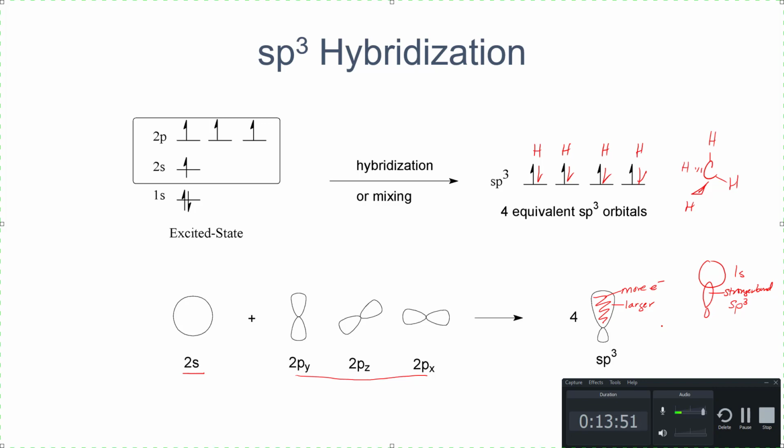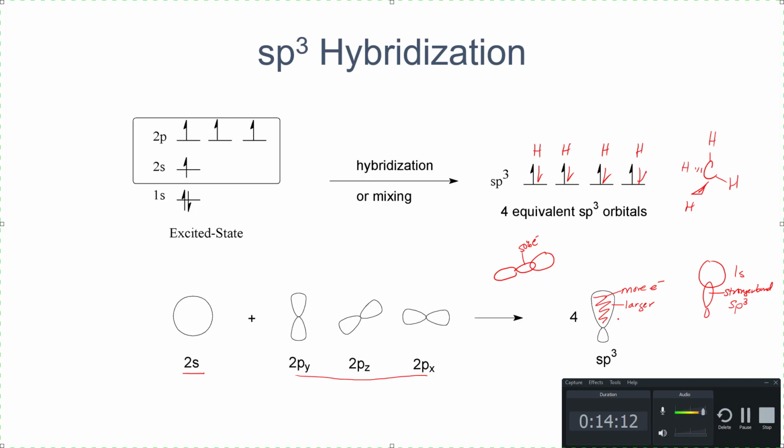The alternative would be to mix a 50-50 p orbital with an s orbital, and in this case, only 50% of the electron density would be in that lobe of the p orbital. So in this case, it's much higher, so we get a stronger bond.